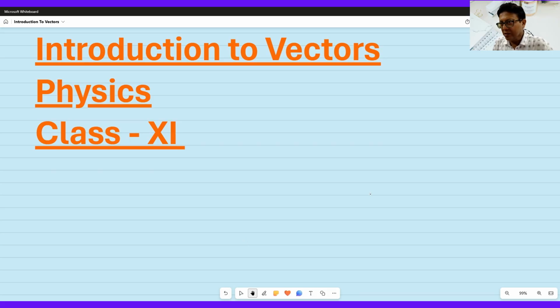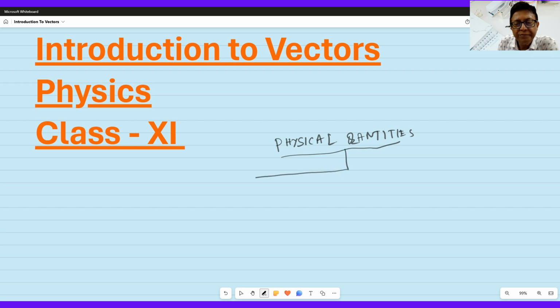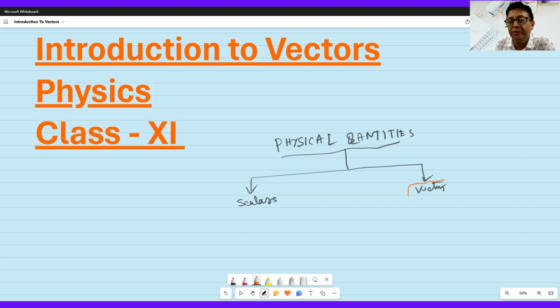So in physical work, there are two types of physical quantities. Okay, what are those? Physical quantities: there are two types. One is scalar and the other type of quantities are called vectors. Why will we learn the concept of vector? This is very important. Why you have to learn the concept of vector.